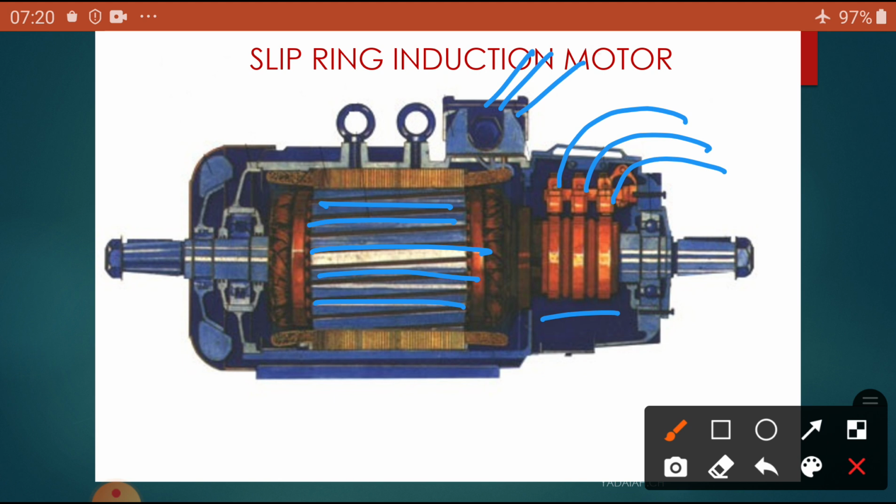Okay. Now, what happens? If the 3 slip rings are shorted, it becomes nothing but a squirrel cage induction motor. If initially it is shorted, the stator and rotor windings are star connected. Okay, we will see that one.